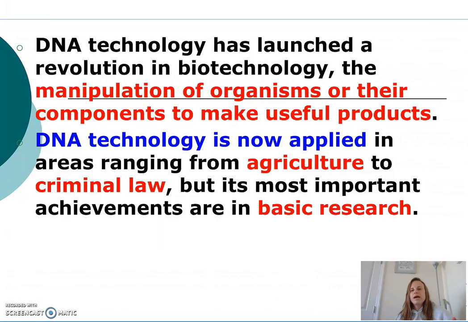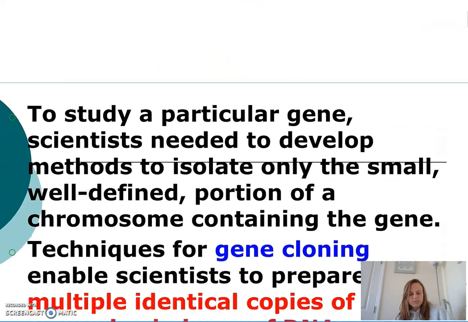So for example, in agriculture, maybe I could grow a plant that's resistant to a pest. So now I don't have to spray pesticide. That plant already has that resistance to the pest. Criminal law, for example, and forensics. But its most important achievements are in basic research.